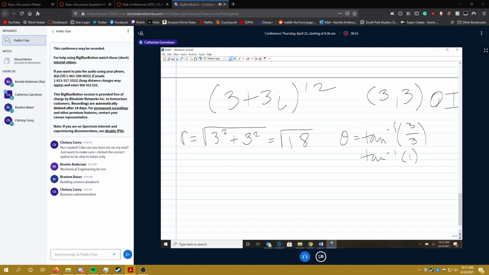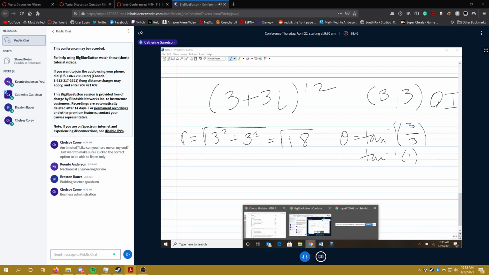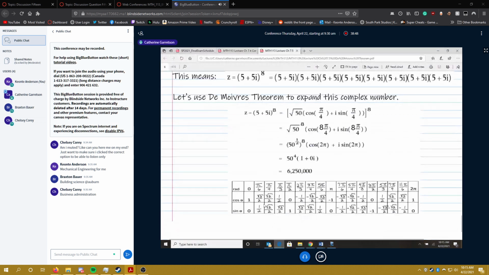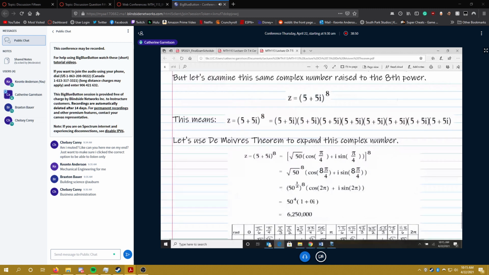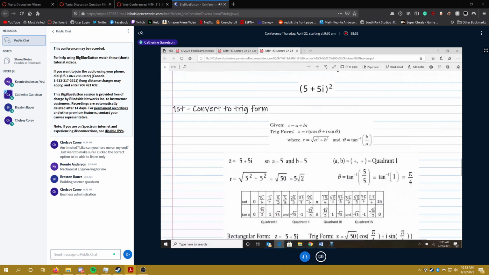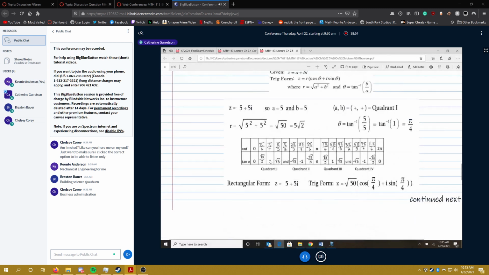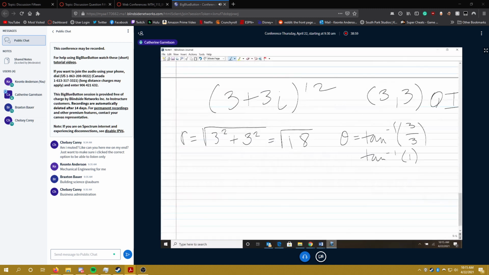So now I want to go to quadrant 1 and find when is the inverse tan of 1? When is it a positive 1? And that's really on the 45. That's pi over 4. But let's go to it and see. When is the tangent 1 in quadrant 1? That's at pi over 4. So we see that theta here is going to be pi over 4.